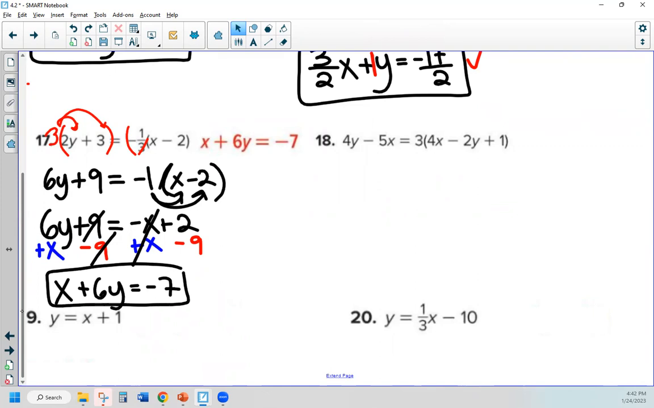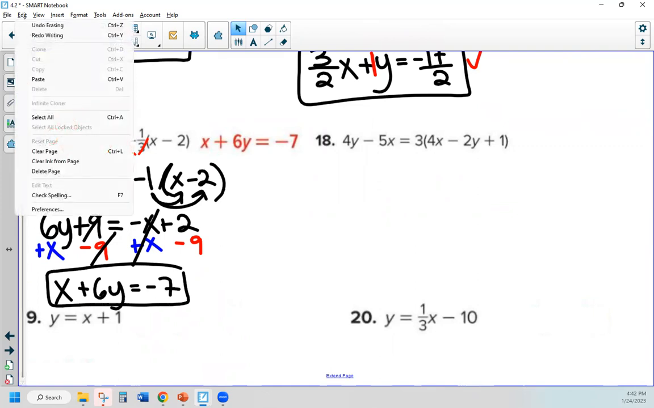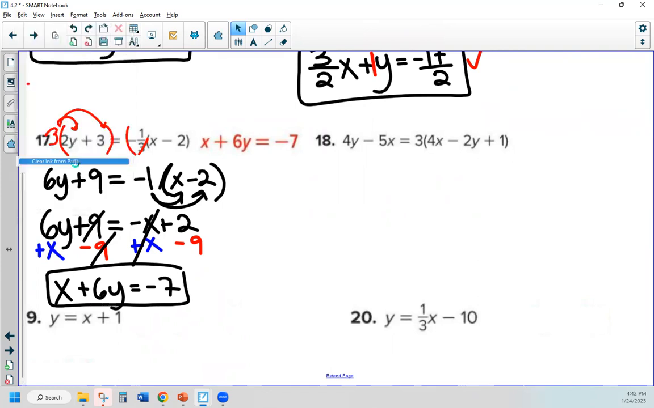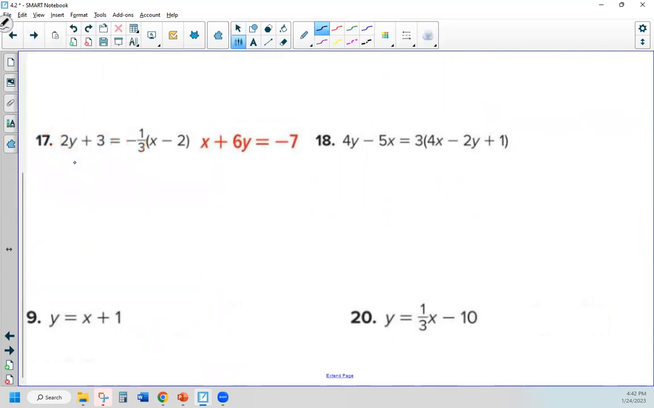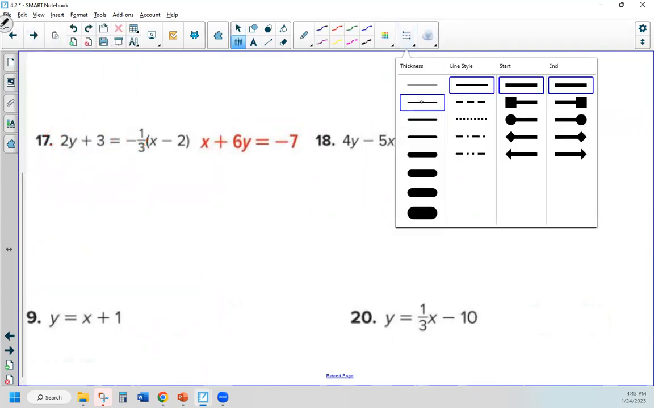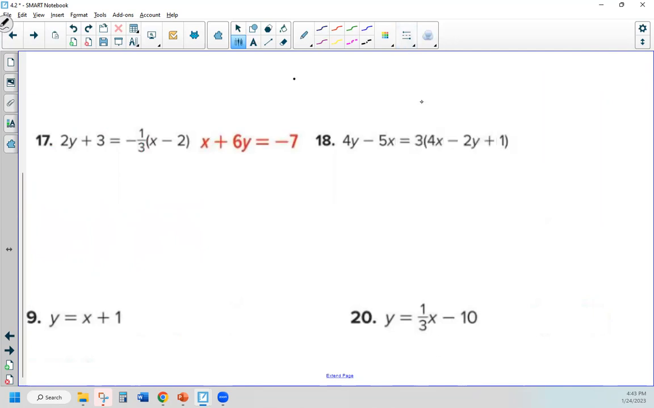Now, 18. All right, so for 18, there are no fractions. So we can just do the distributive property here, not worry about whether we want to get rid of fractions or not, because we don't have any. So right away, distributive property. Nothing happens to the left side of the equation. Here we have 3 times 4 is 12. 3 times negative 2 is negative 6. And 3 times 1 is 3.